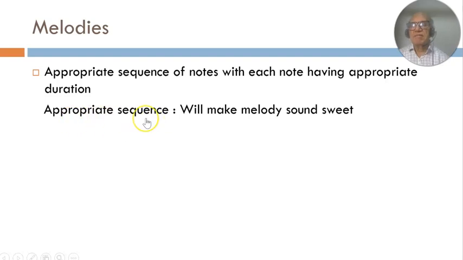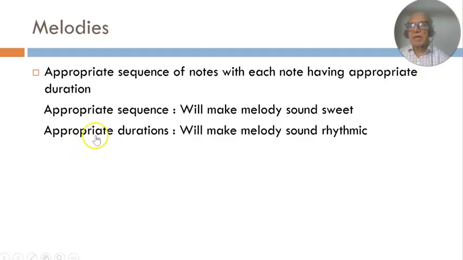So an appropriate sequence is not a mathematical certainty. It depends on how the music director is creating his sequence. And appropriate durations: if the note durations are appropriate, then it will make the melody sound rhythmic. Here there is a little more structure, and certain rules must be followed in order to make the melody rhythmic.